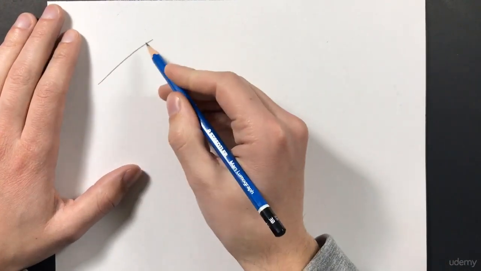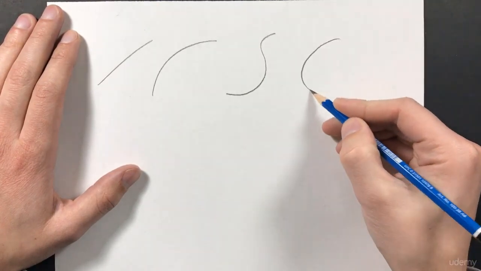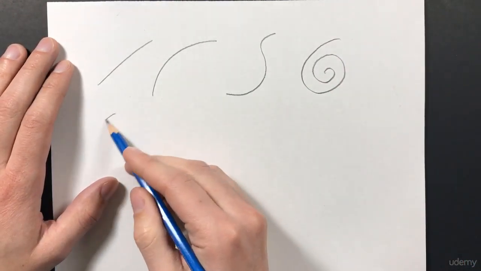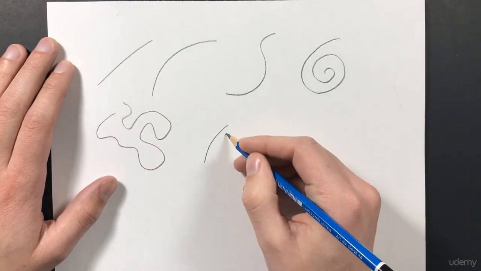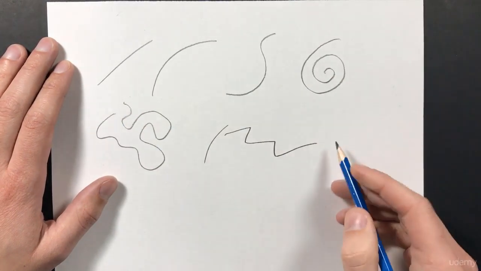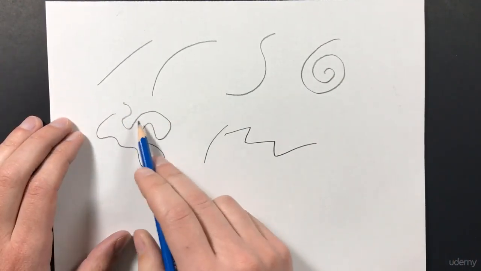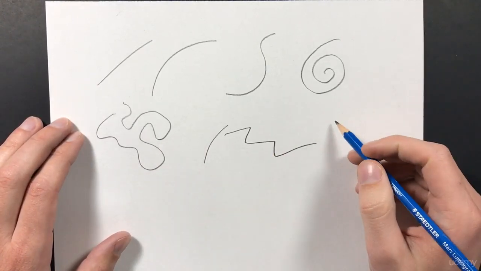The first thing to understand about lines is there are all different types of lines. We have straight lines, curved lines, S lines, swirly lines, random organic squiggly lines, and lightning bolt lines. They're all different types of lines. Now, I want you to practice some lines. Just draw all the different types of lines that you can think of.